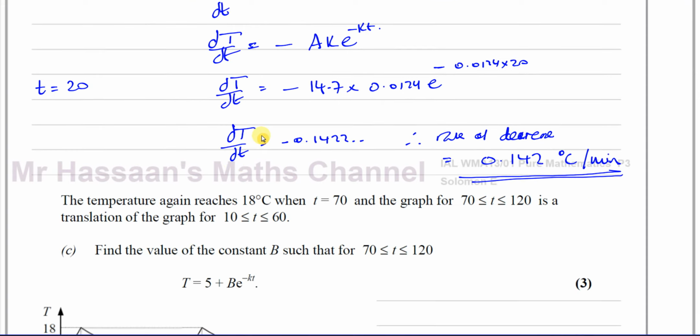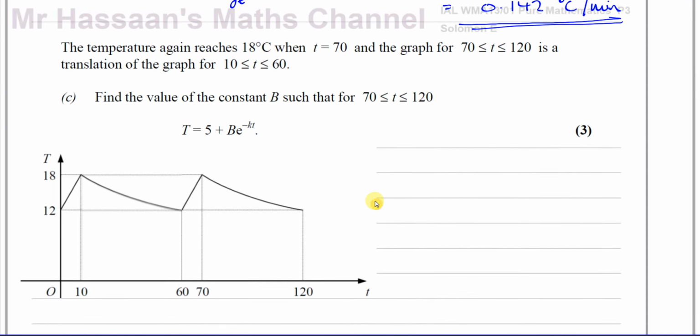And now for part C, which is probably the most challenging part of the question. The temperature again reaches 18 degrees when T equals 70, because between 60 and 70 minutes the thermostat switches on the heater, and then it stops at 70, it switches off, and the room cools again. It says the graph for T between 70 and 120 minutes is a translation of the graph for 10 to 60 minutes. So this part of the graph is a translation of that part of the graph. It's just translated across like this.